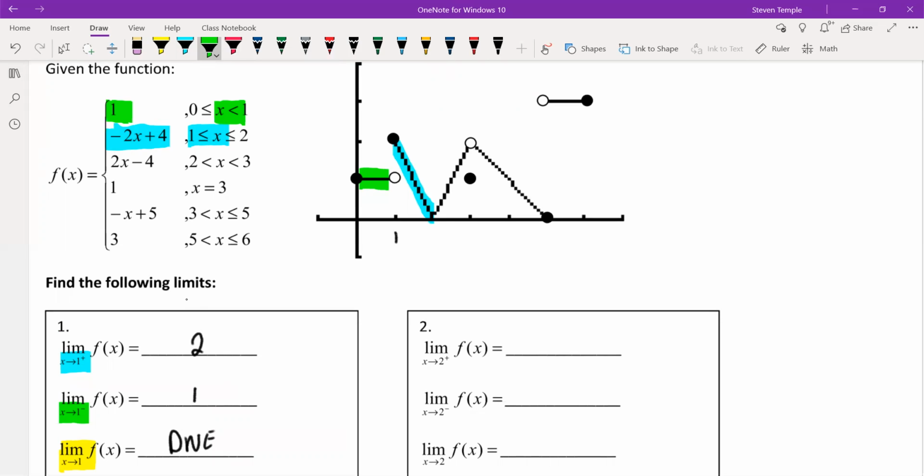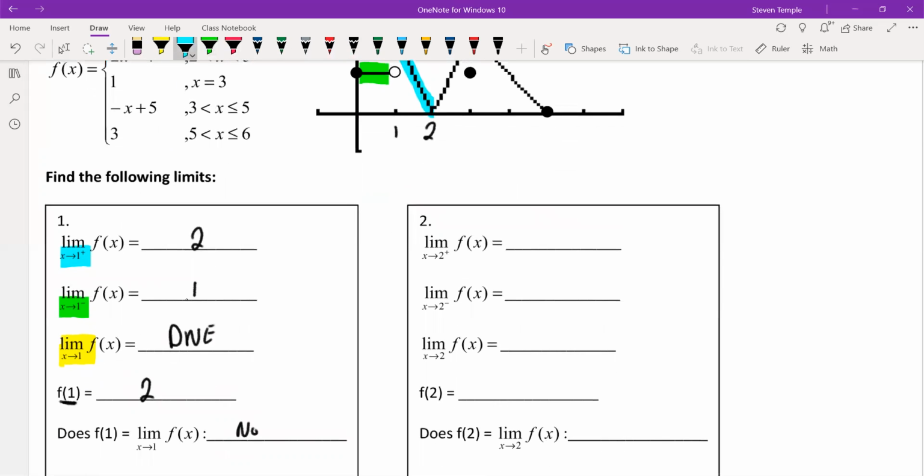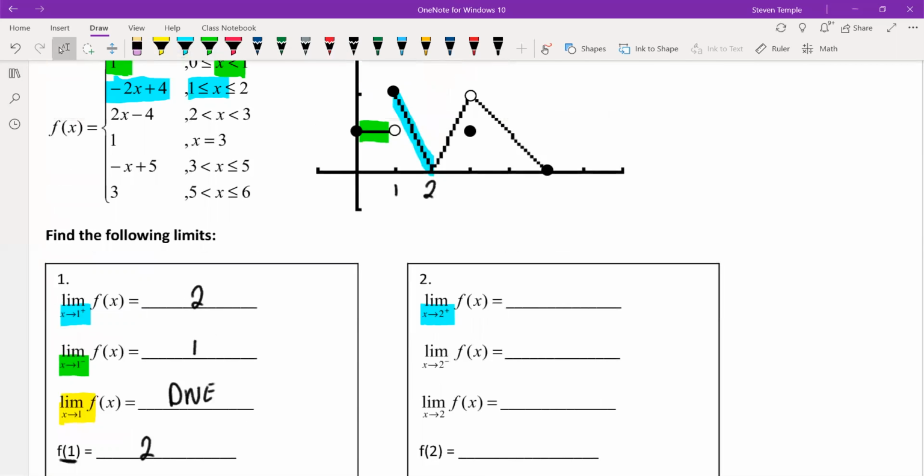All right, let's check out x approaches 2. And here's my definition of a limit from the right-hand side. So here's 2. The right side of 2 looks like this right here, and my y values are approaching 0.